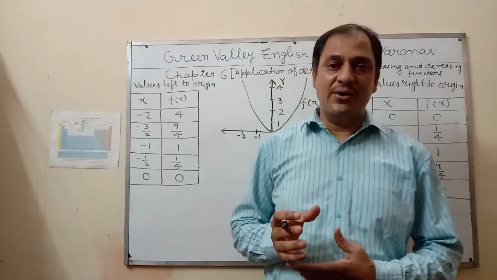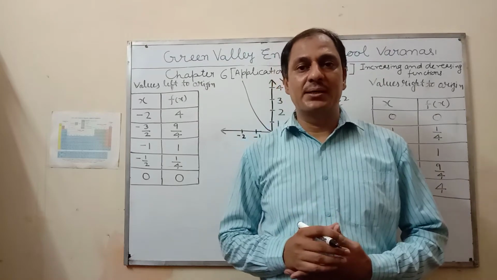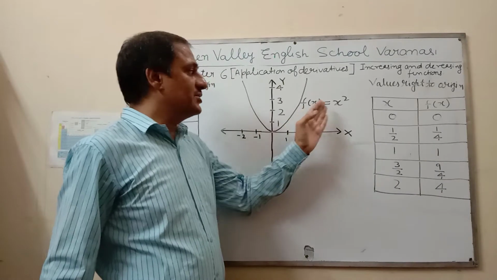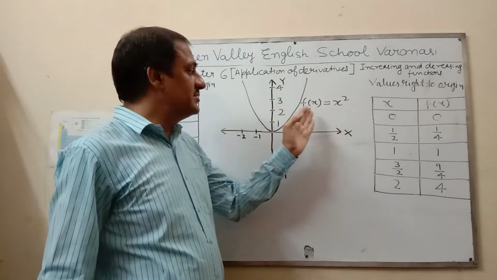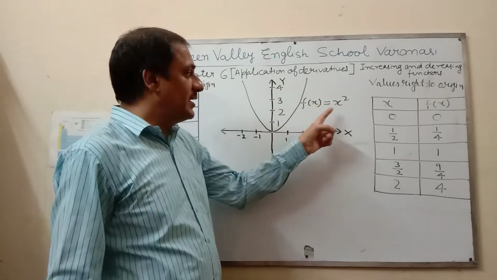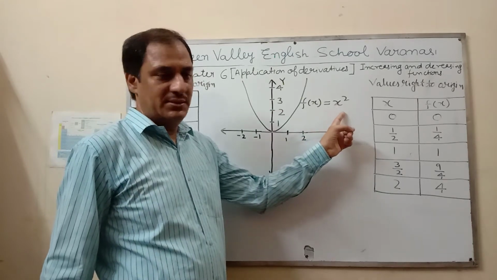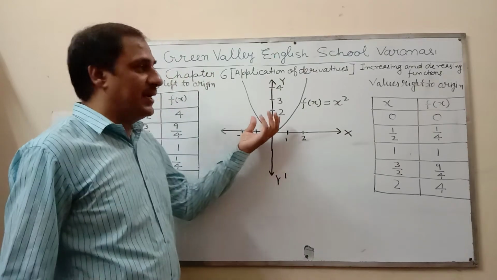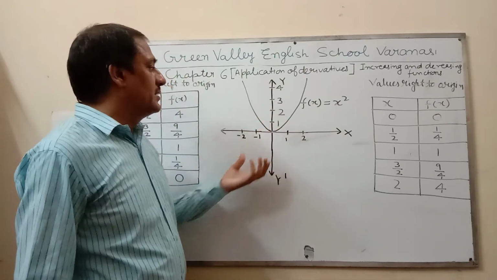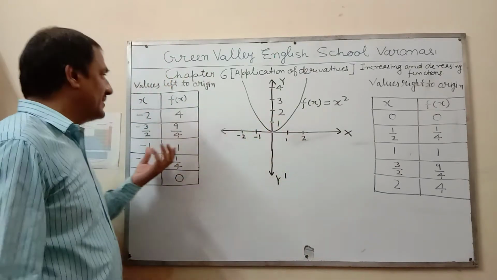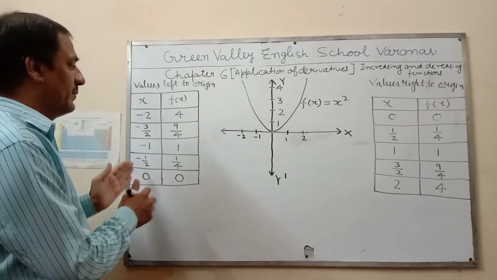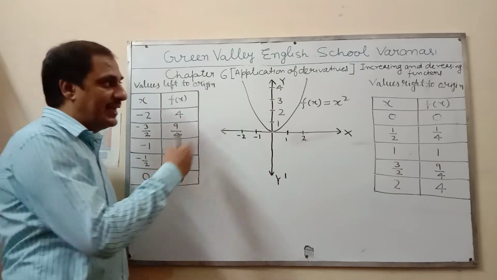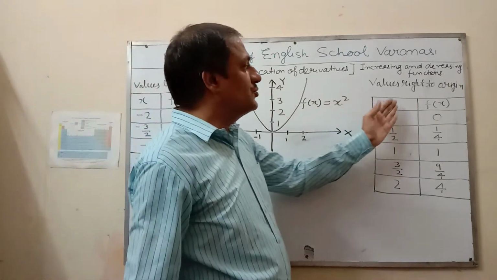For the illustration of this topic, I am taking a function f of x equal to x square. This is a parabolic function. Here x belongs to real numbers. This is the graph of the parabolic function. As you can see, here we have two tables. One table is for values left of the origin and another table for values right of the origin.